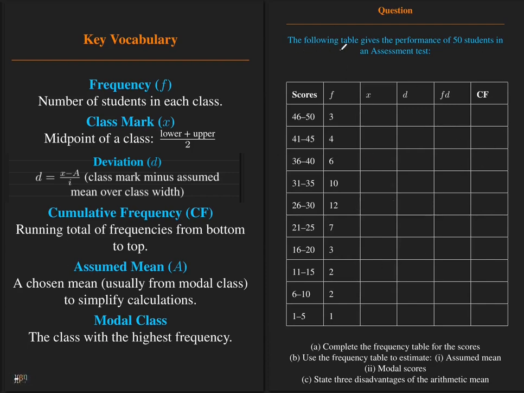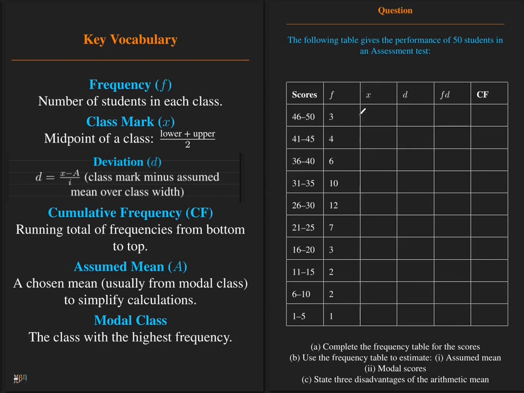It says, the following table gives the performance of 50 students on an assessment test. So you have the scores and then the frequencies right here. And you have X, D, FD, and then CF. So what does it ask us to do? It says we have to complete the table for the scores. Secondly, we have to use the frequency table to estimate the assumed mean. And then we should also estimate the modal score. And then finally, we should state 3 advantages of the arithmetic mean.